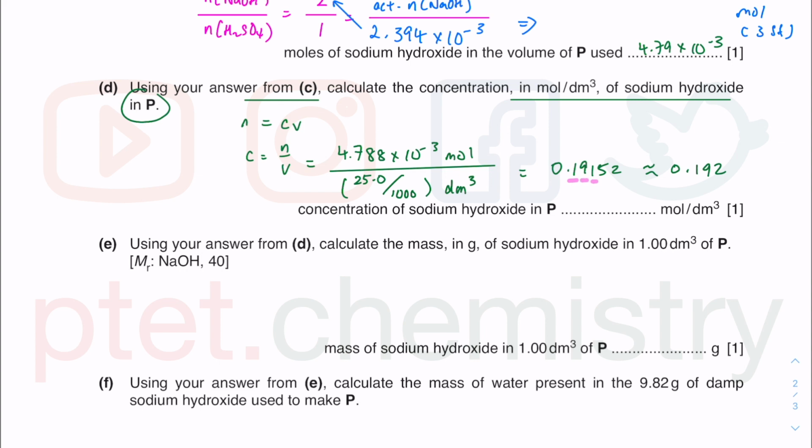1, 2, and 3. You look at the fourth one, it is 5 or above, so you increase 1 to the previous value. So to 3 significant figures, it becomes 0.192 there.